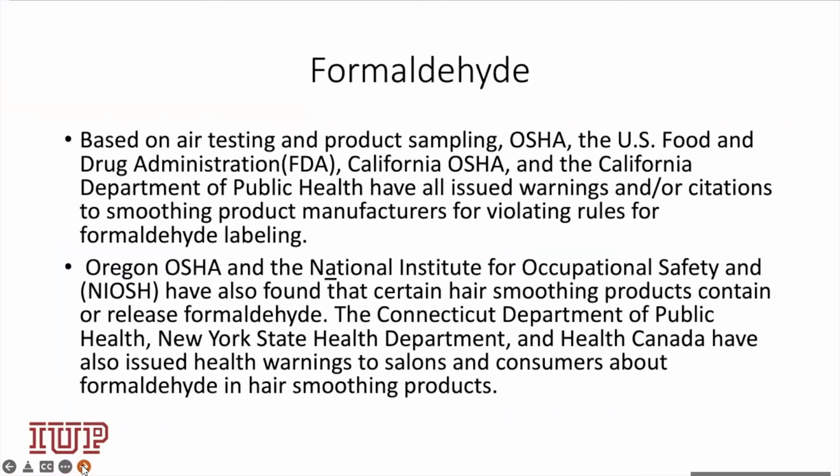Based on air testing and product sampling, OSHA, the US Food and Drug Administration, the FDA, California OSHA, and the California Department of Public Health have all issued warnings and/or citations to smoothing product manufacturers for violating rules for formaldehyde labeling. Oregon OSHA and the National Institute for Occupational Safety and Health, NIOSH, have also found that certain hair smoothing products contain or release formaldehyde. The Connecticut Department of Public Health, New York State Health Department, and Health Canada have also issued health warnings to salons and consumers about the formaldehyde in the hair smoothing products.